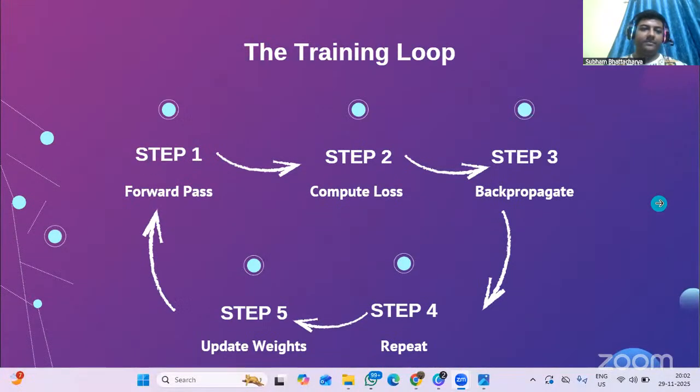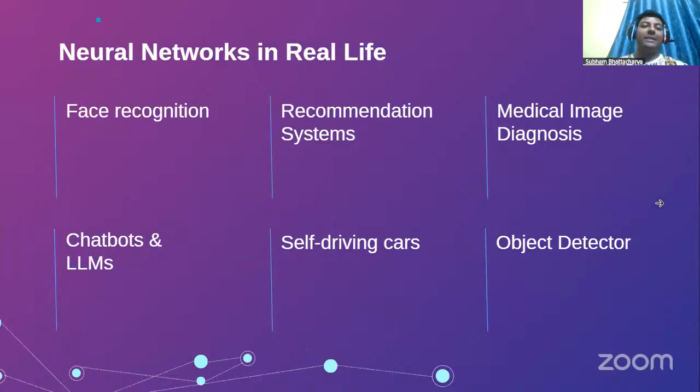Yeah. So these are some examples of neural networks in real life, which we can use. That is the face recognition system, the recommendation system, the medical image diagnosis system, the chatbots, the self-driving cars, and the object detection. Okay. I currently have a face detection recognition, but I guess if I run it here, it will take some time.